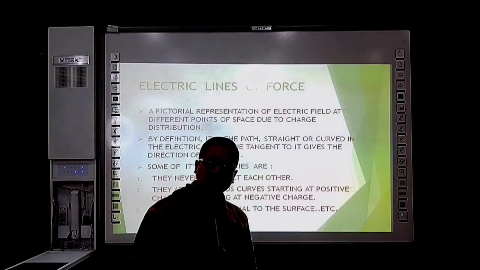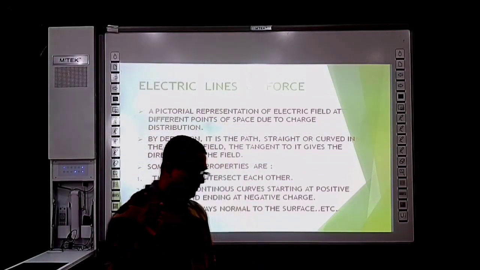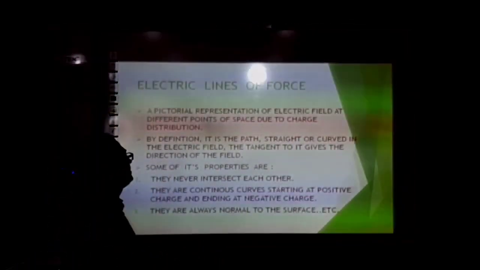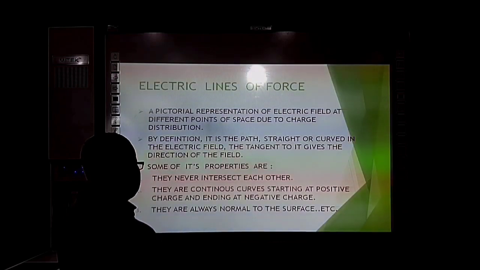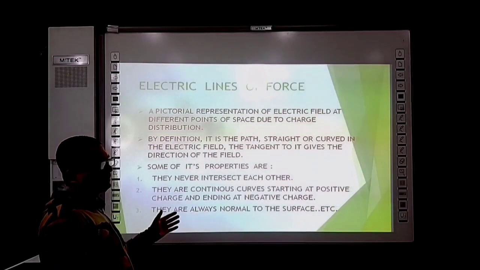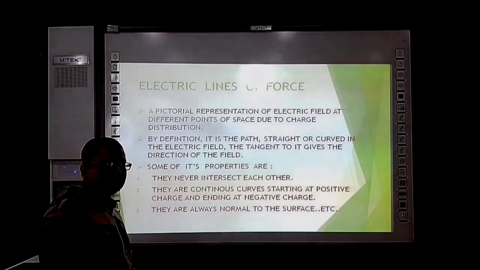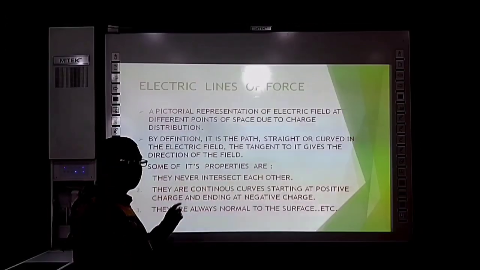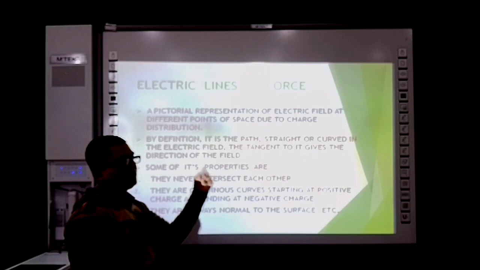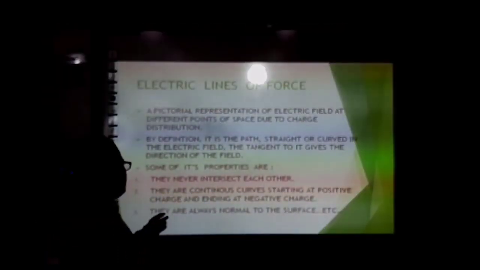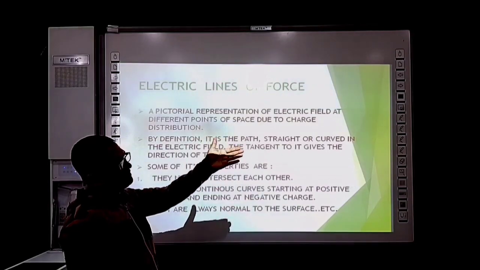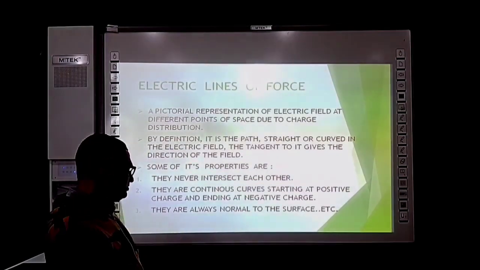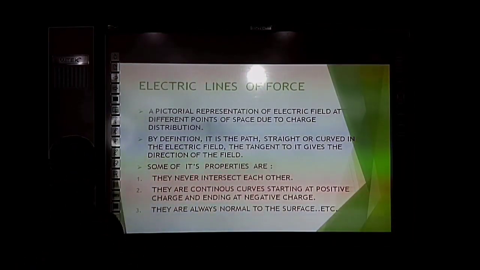So an electric line of force may be a straight or curved line. The important point is that if we draw a tangent at any point, that tangent will represent the direction of the electric field. Then some of its properties are there. You have already come across these things. They never intersect. Two electric lines of force never intersect each other. The second one is that they start from the positive charge, coming out of the positive charge, and enter the negative charges, and they are always normal to the surface. If you take a surface, the electric lines of force are normal to the surface. So these are some properties. For more properties you can go back to your 10 plus 2 course as well.